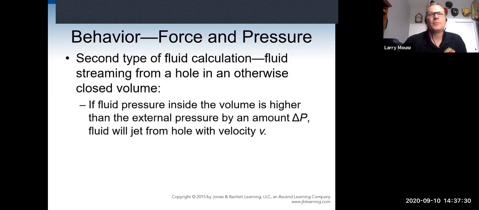So look at another type of fluid streaming from a hole in an otherwise closed volume. If fluid pressure inside the volume is higher than the external pressure by the amount, the change in pressure, fluid will jet from the hole with velocity v. So with this, think about a ventilation hole being cut in a house. We have that box that's burning, that compartment, that room that's burning inside the house, and that pressure is building up because the temperature is increasing, that volume of gas, the pressure is increasing in that volume.